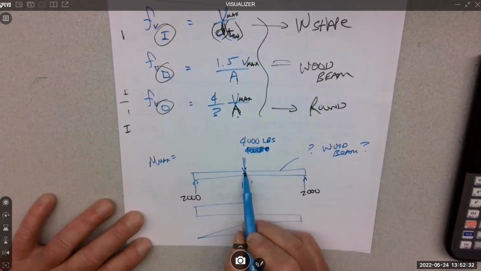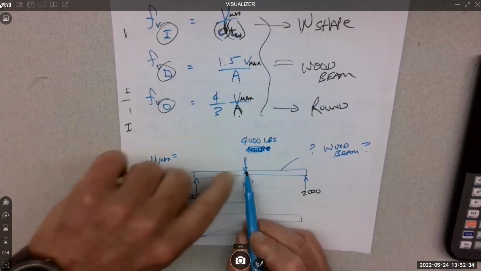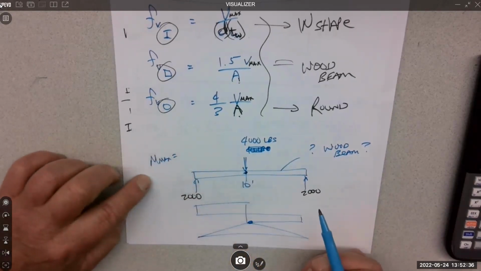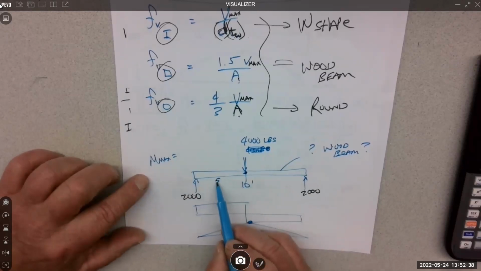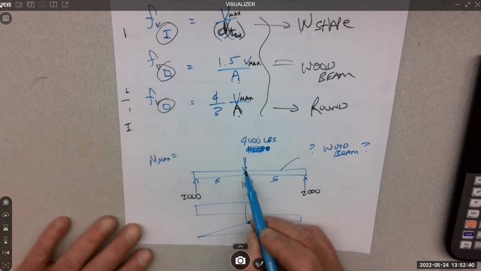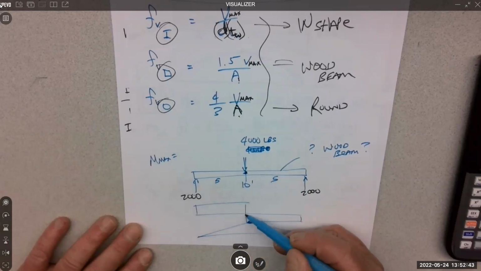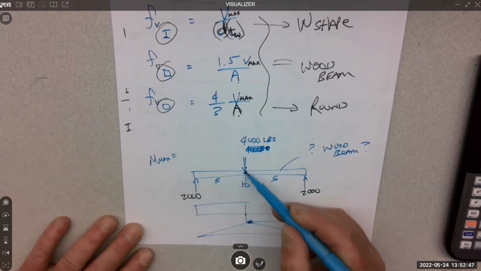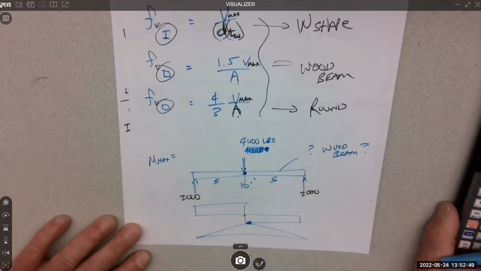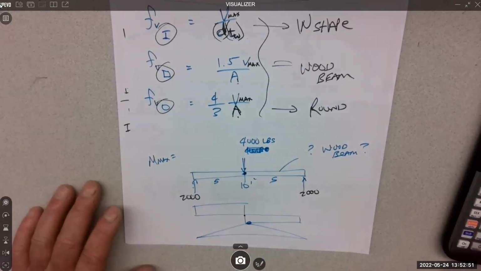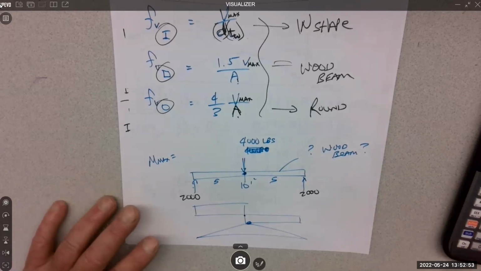Moment here, 2,000 times 5. Right in the middle, that's where the max is. So it's going to be 2,000 times 5. What's that, 10,000?